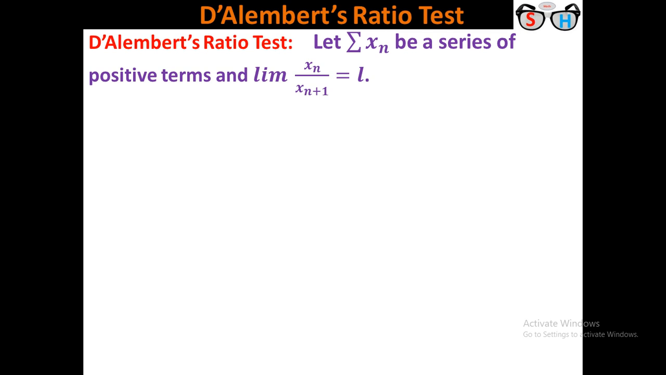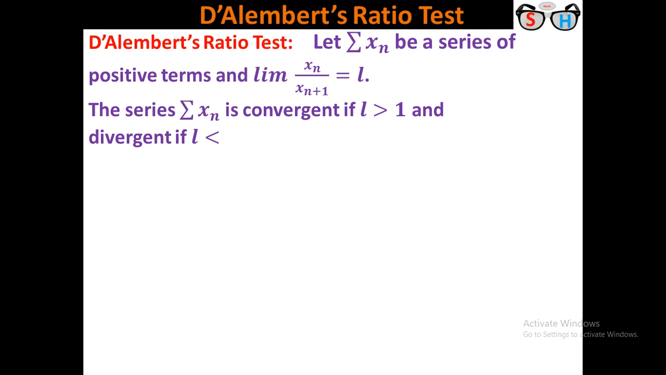The ratio test states that then the series Σxn is convergent if L is greater than 1 and divergent if L is less than 1.